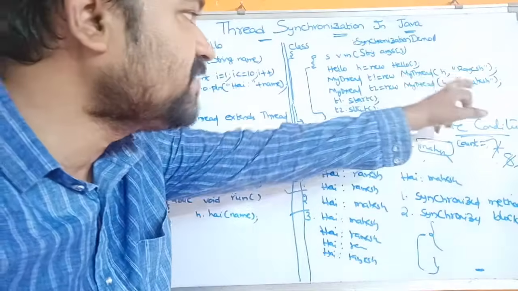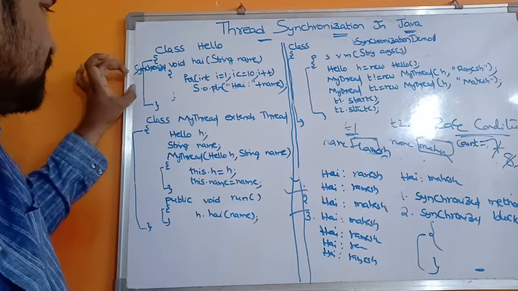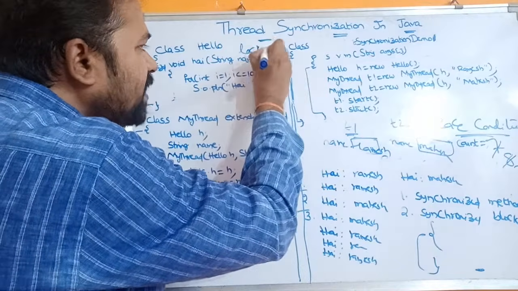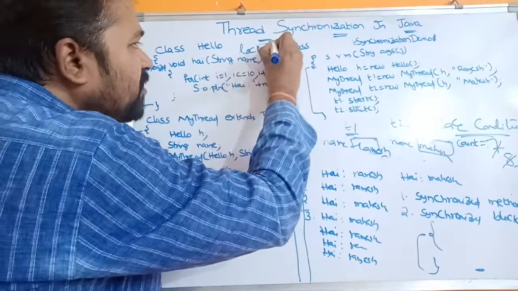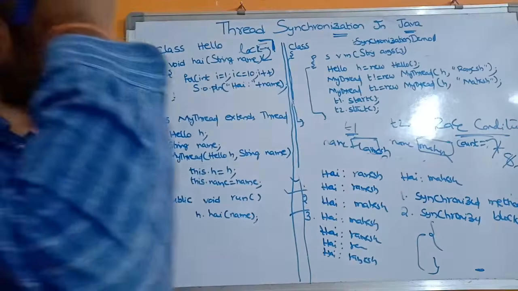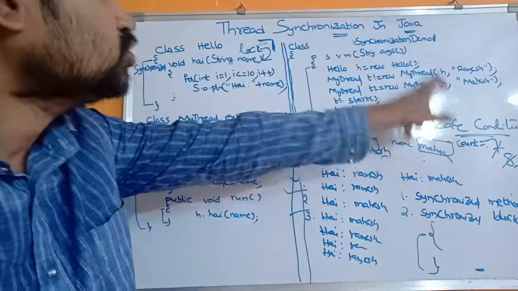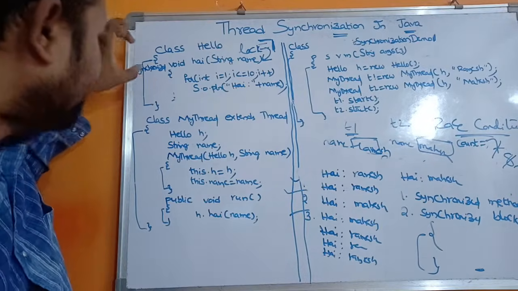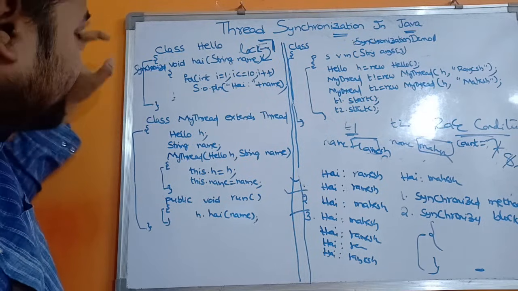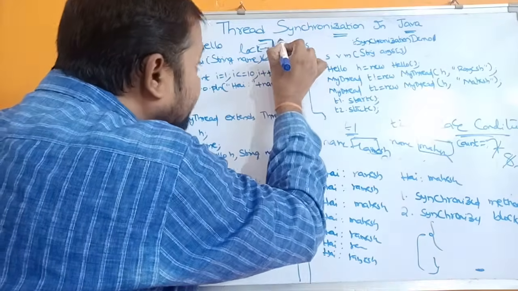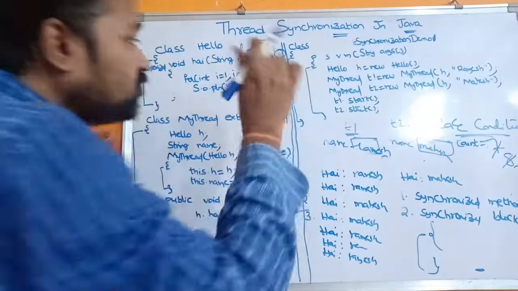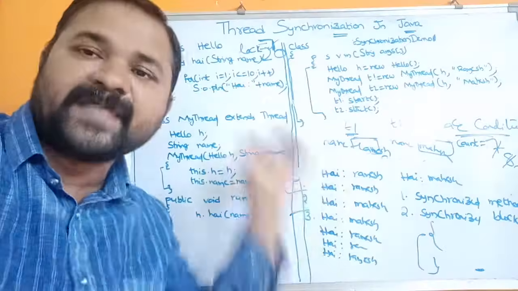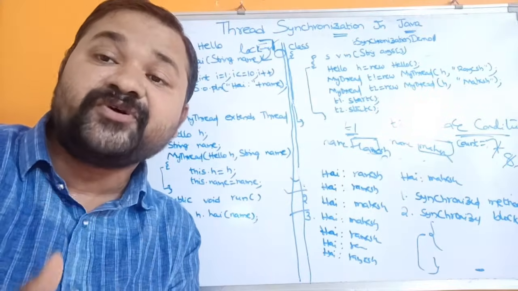Let us assume that T1 Ramesh is accessing this method. So this is a synchronized method, so a lock will be applied on this method. The lock value will be set to 1. When the lock value is set to 1, the second thread should not access this method. Whenever the CPU completes this method execution, the lock will be released. That means the lock value will become 0. Then the second thread can access our method. Okay. So this is about synchronized method.